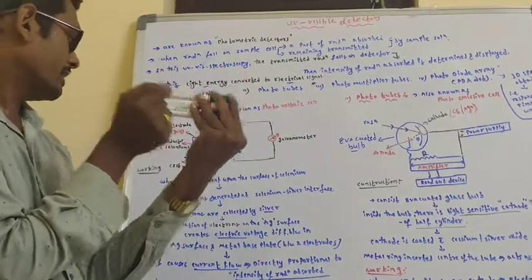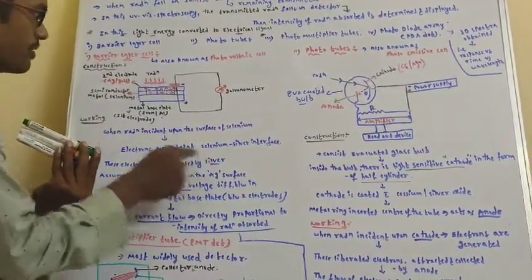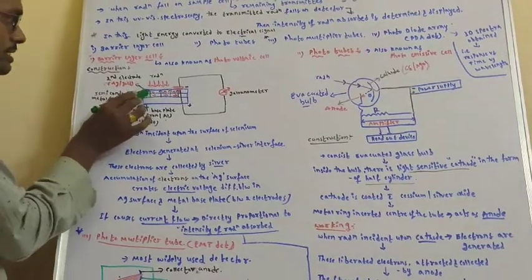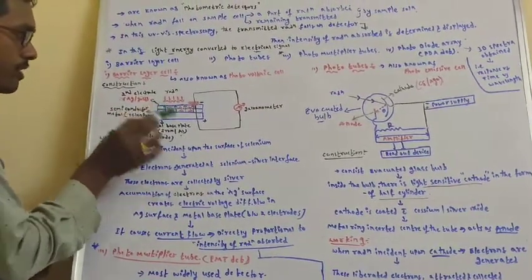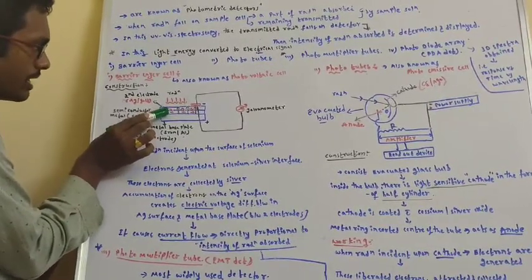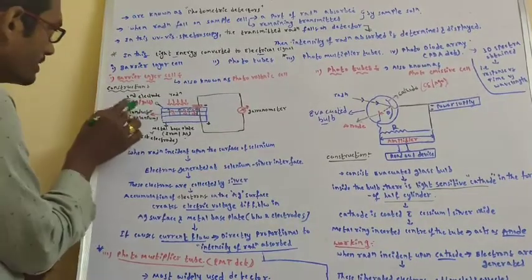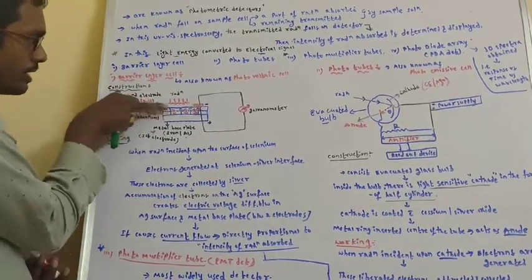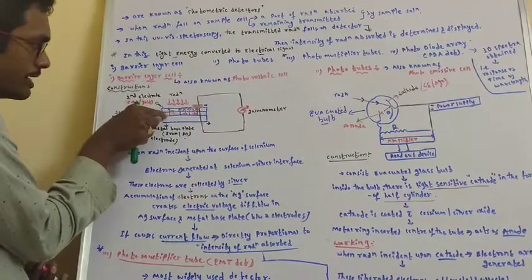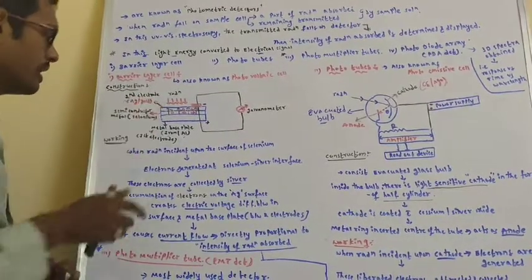Then these electrons are collected by the silver. Whatever electrons are generated from the selenium, you can see here, these electrons are collected by this electrode, the silver. You can see these lines are electrons generated here. They will be attracted towards the silver, meaning one electrode.